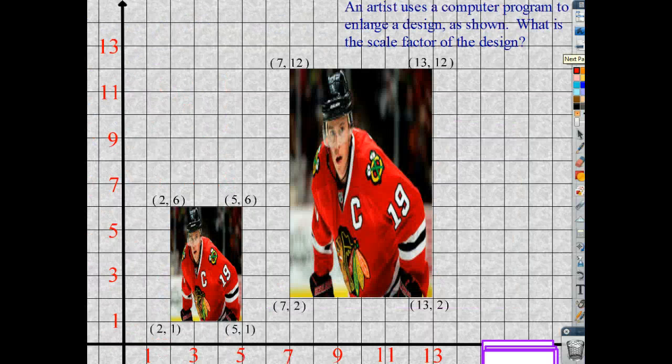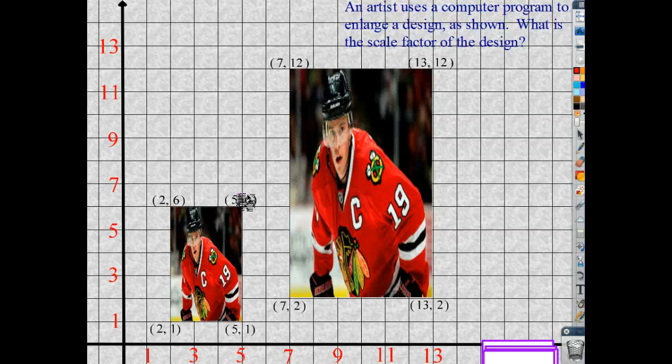And here it is. One of our favorite hockey players here in Chicago. This is Jonathan Toews, and it says that there was an artist who uses a computer program to enlarge a design as shown, and they want to know now what is the scale factor of this particular design. So I've given you the ordered pairs already, and our job is to find out what the scale factor is, and we are going to use a fraction for that.